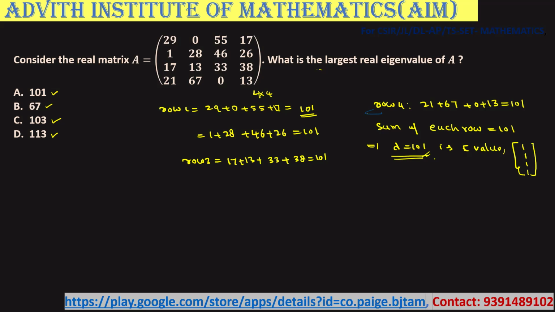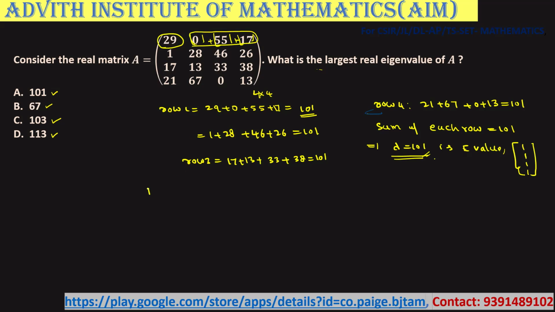So for that we need to use the Gershgorin theorem. What does the Gershgorin theorem say? Each eigenvalue of A lies within at least one of the disks centered at the diagonal entries, with radius equal to the sum of the absolute values of the other entries in that row, right? So take the sum of their absolute values.